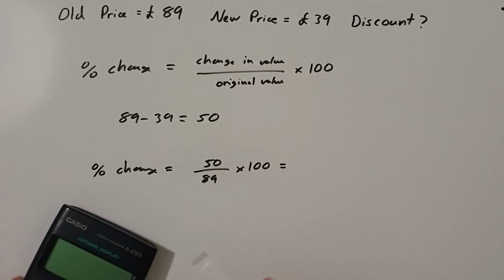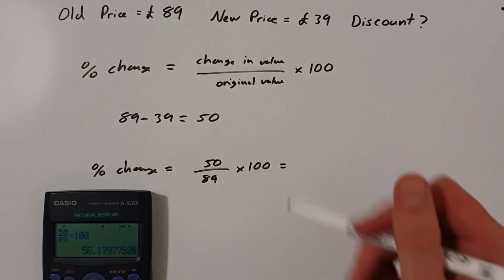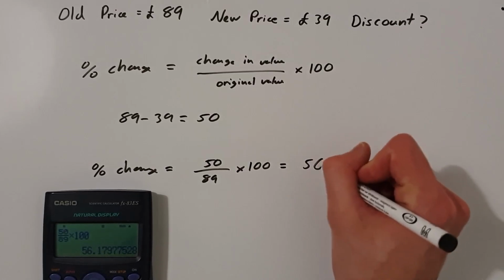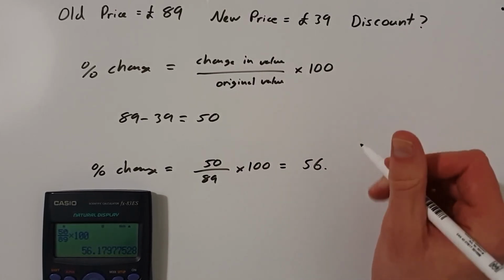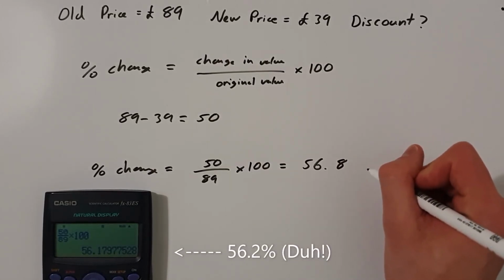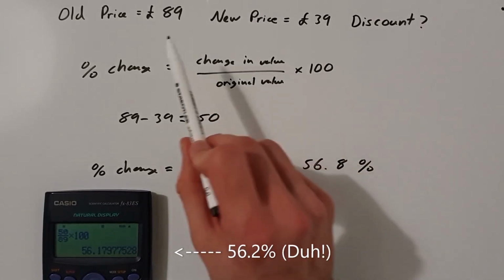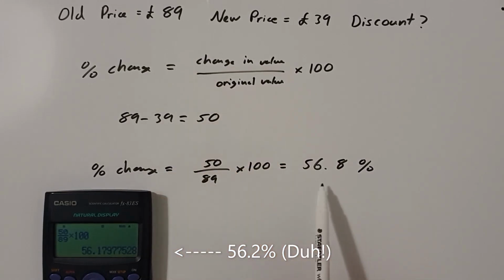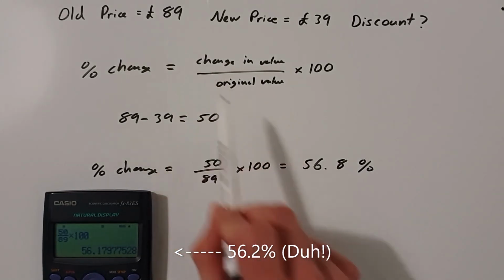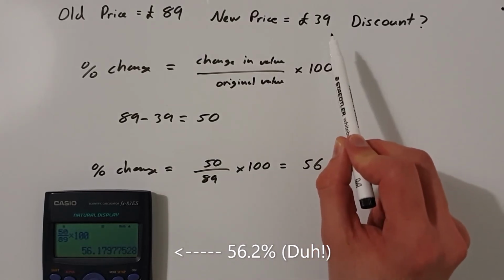Okay, so let's put that into the calculator now. So we've got 50 over 89 times 100, and that gives us a percentage change of 56 point, let's do to 1 decimal place, 56.8. Okay, so that means that our discount in this case was 56.8%. So the original price was 89. There was a discount of 56.8%, so the price decreased by 56.8%. So the new price was 39.